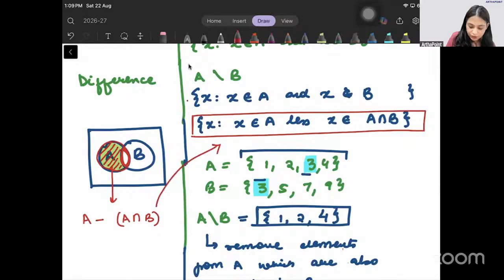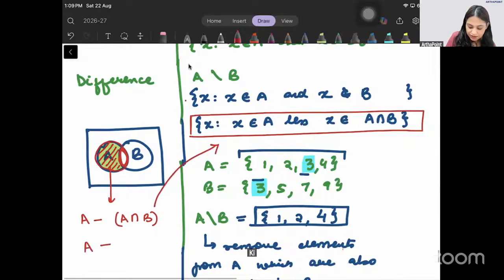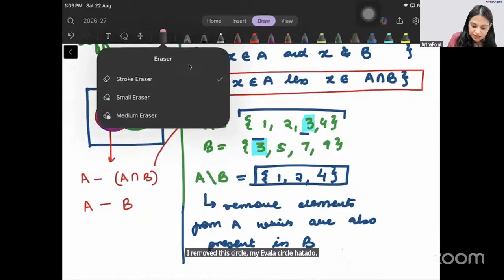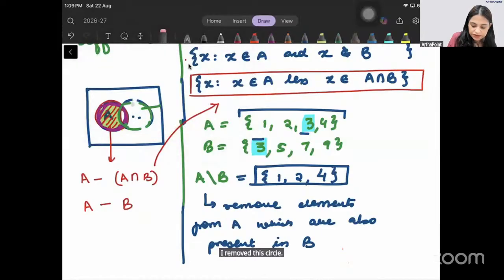And ये ऊपर वाला क्या बोल रहा है कि simply A में से B को हटा दो. Because if I just think of it, if from this circle I remove this circle, मैं ये वाला circle हटा दूं, then also the net will be the elements which only belong to A. So both definitions are correct.